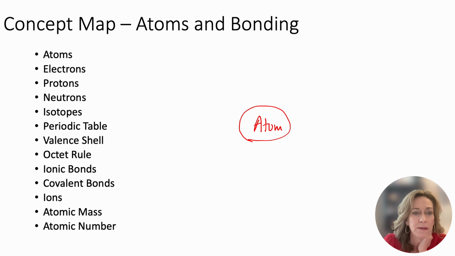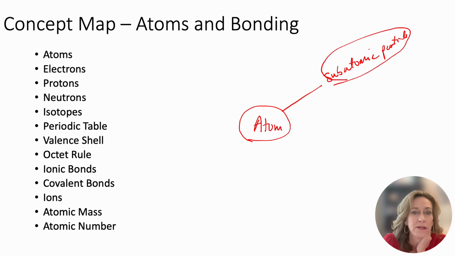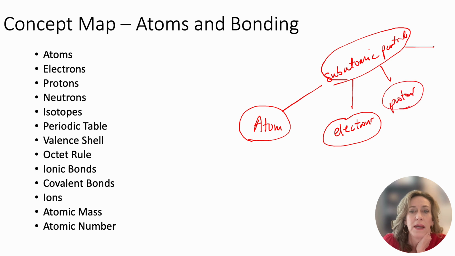And then I'm going to make a little bubble off of that, and I'm going to call it subatomic particles. I don't even have that listed, but you can add to it, okay? Now I'm going to do 3 little circles off of that because I know that electrons are 1 subatomic particle, protons are another one, and neutrons are another, okay?